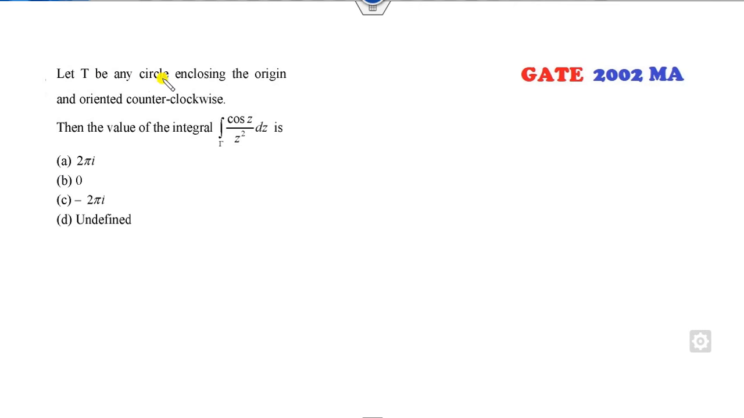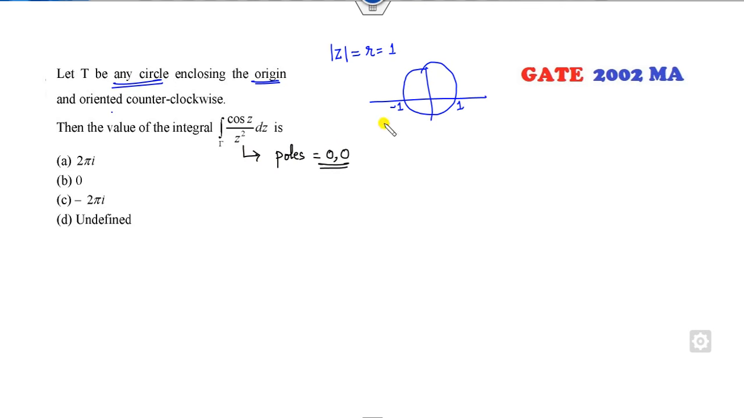Let C be the circle enclosing the origin, counterclockwise. Is there any circle? The radius is not given to you, so I can assume the radius as say 1, because if the radius is not given to you, then you can take its radius as 1. Now what is the pole of this? You can clearly say the pole is 0. It's a double pole and it lies inside this region.